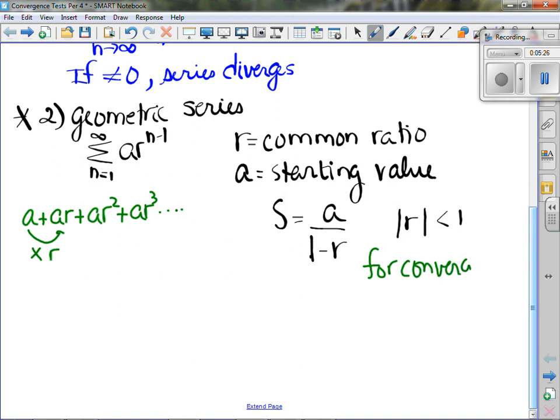Then there was another one where we could find the value. You guys remember that one?